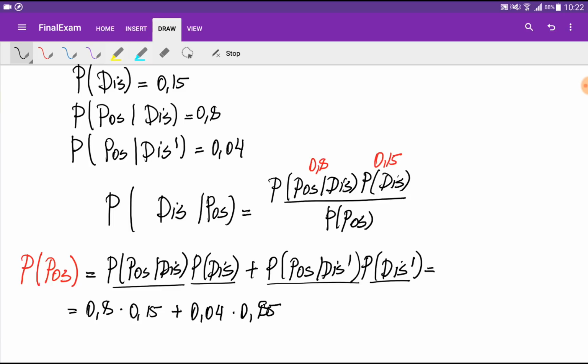Right? So we're going to substitute everything here in order to evaluate this. This is going to be equal to 0.8 multiplied by 0.15, divided by 0.8 multiplied by 0.15 plus 0.04 multiplied by 0.85. If we evaluate this, this is going to be 0.779.